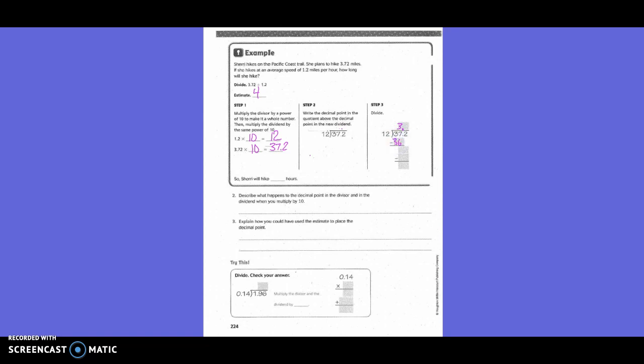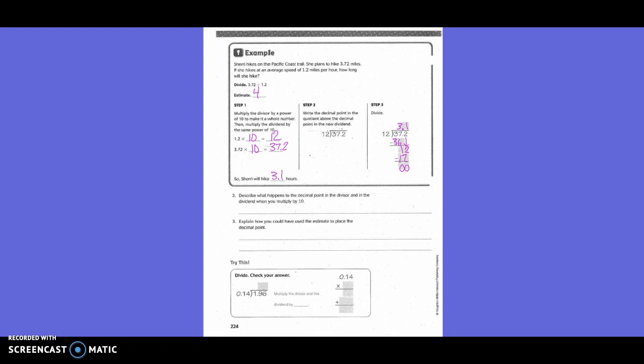37 minus 36 is 1. Bring down our 2. 12 into 12 is 1. 1 times 12 is 12. And then we have how many left over? 0. So Sherry will hike 3 and 1 tenth hours.